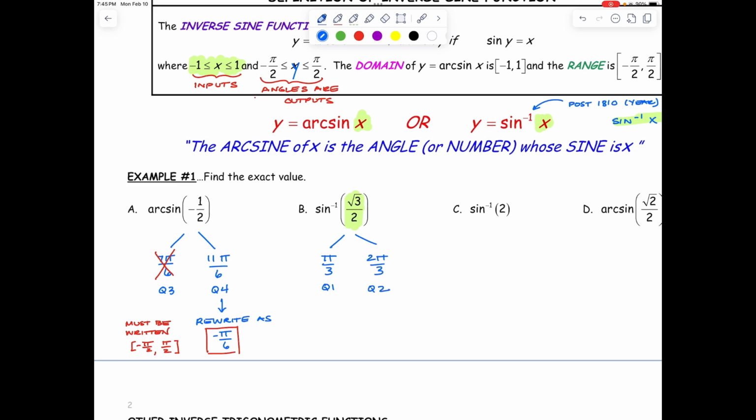Well, from our domain restriction, we have to have angles in quadrants 1 and 4. So we're not going to be able to use this one, but we can use pi over 3. And that does fall within the negative pi over 2 to pi over 2 domain restriction. So we're good to go there.